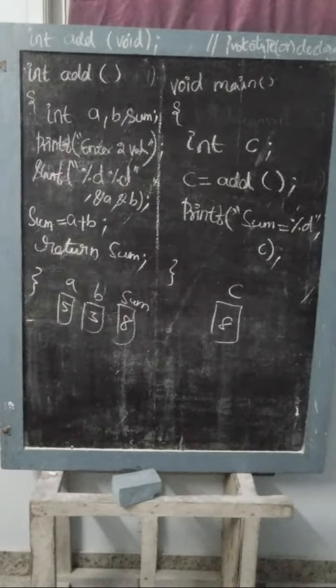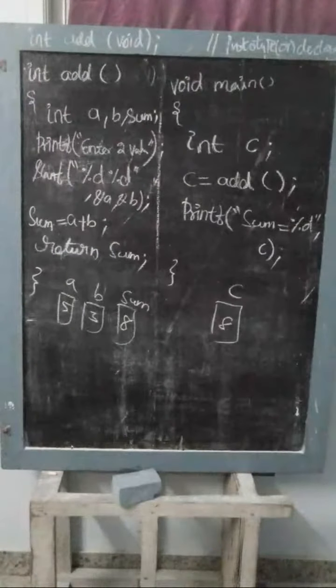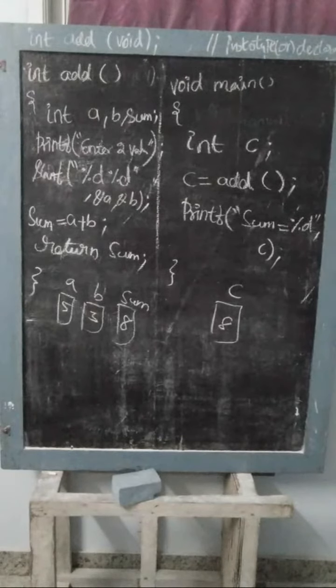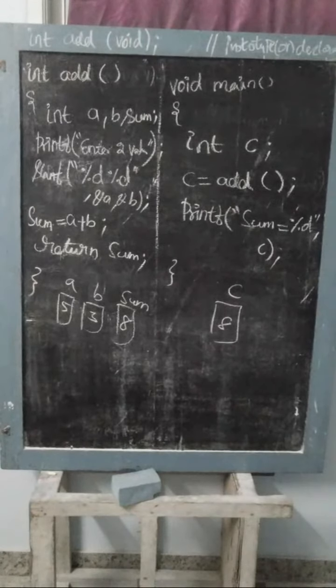Diya is asking, sir, please explain without parameters and without return type. Diya, it is already discussed in the last class. Last class we saw one sample program for the function. That is an example for without parameters and without return type. But anyhow, if you want, we will explain in the next class. Any doubts so far?